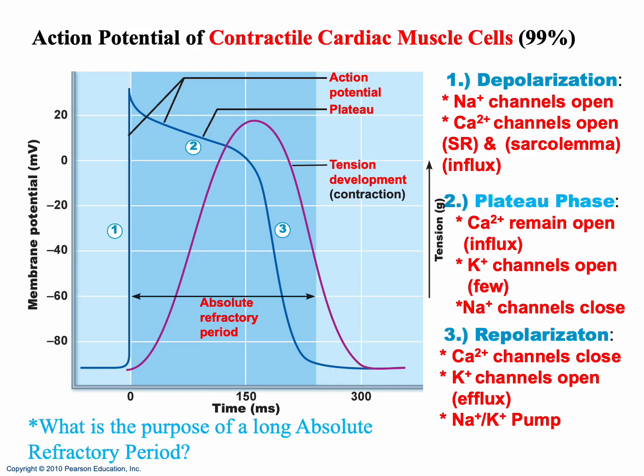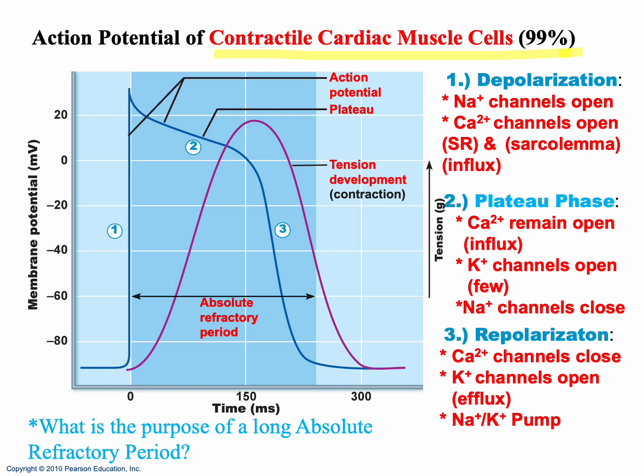So, first we're going to take a look at this graph here, the action potential of the contractile cardiac muscle cells. These contractile cardiac cells make up 99% of the cells in the heart.